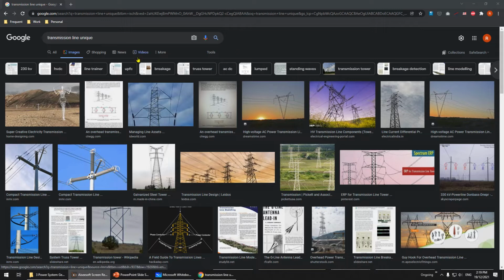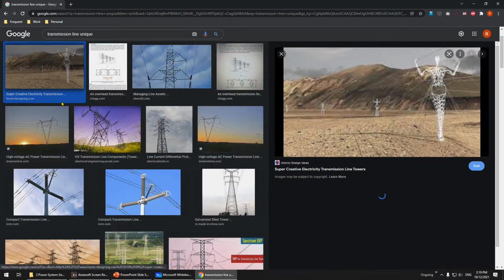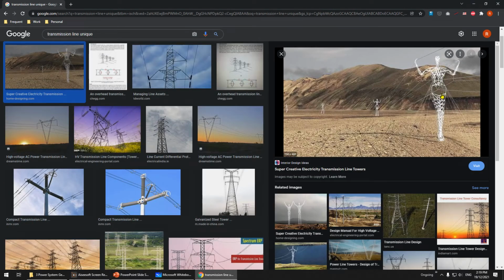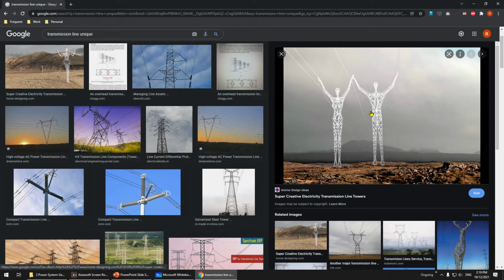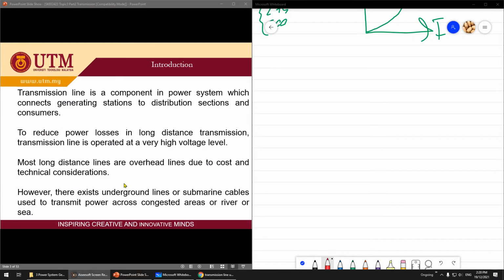Some countries try to avoid using towers, but cannot avoid them, so they can be built in the form of art. Sometimes they build the transmission power in this form. This is just extra information. There will be no unique transmission line in the exam. So we move on to the next part.